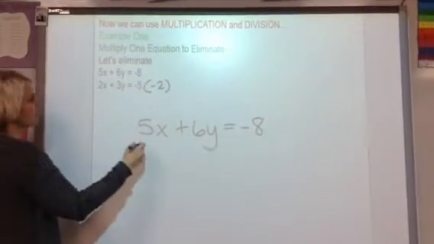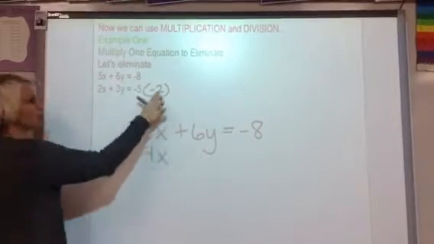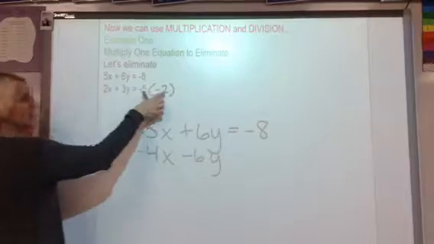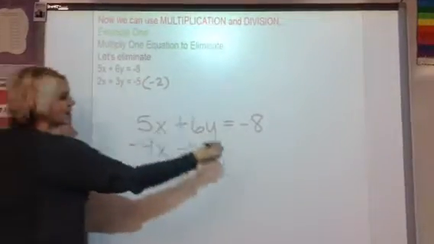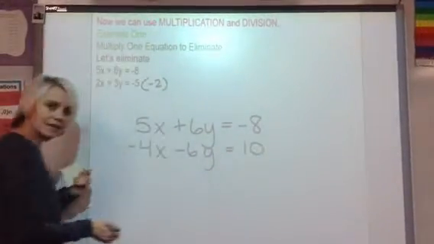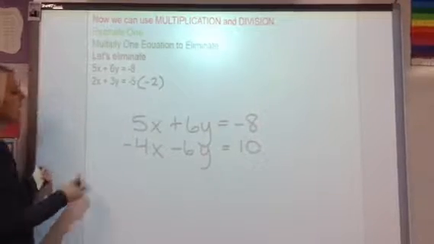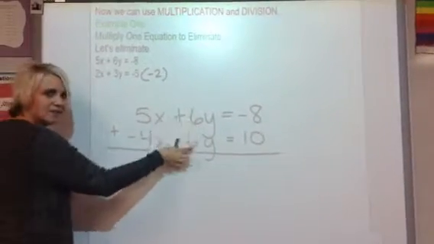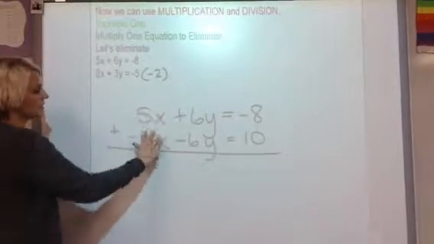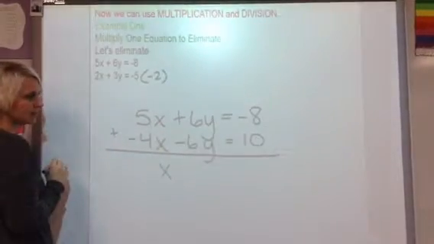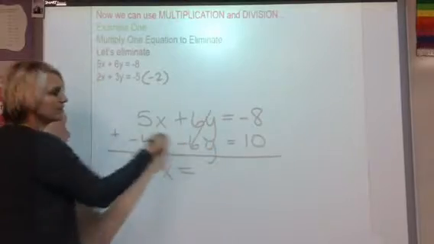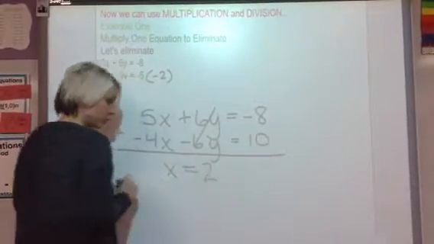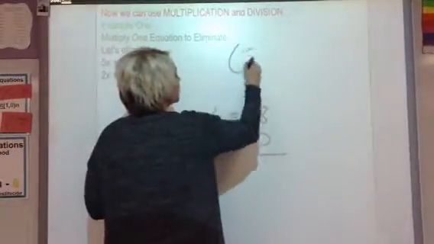Don't have to change it at all. My second equation becomes negative 4x, I'm just multiplying by negative 2, minus 6y, once again, just multiplying by negative 2, and then equals 10. Now I'm going to add because I have opposite coefficients like we talked about. So it's 5x minus 4x, which is x, and then I have equals because we've eliminated the y, negative 8 plus 10, which is 2. So my x value is 2.